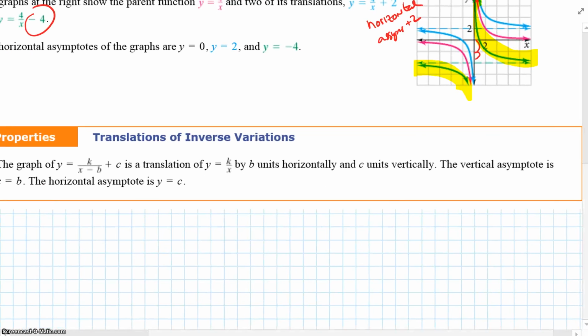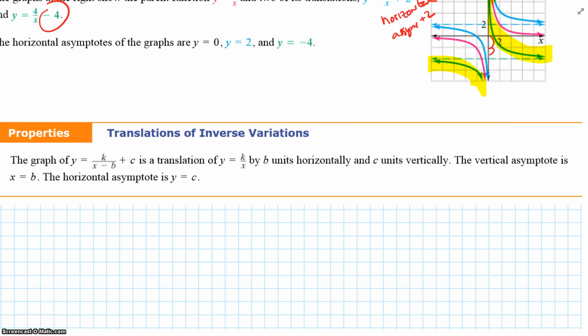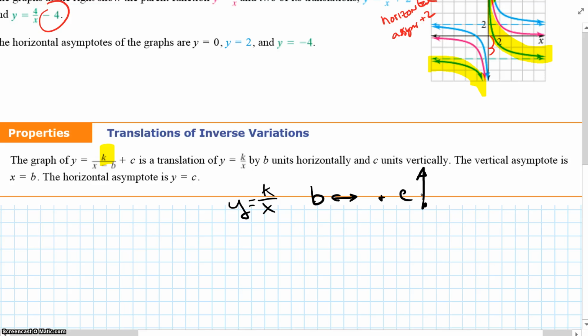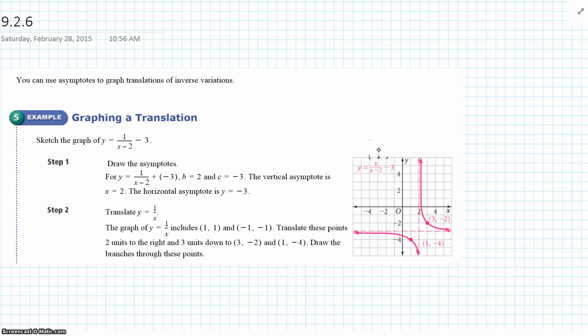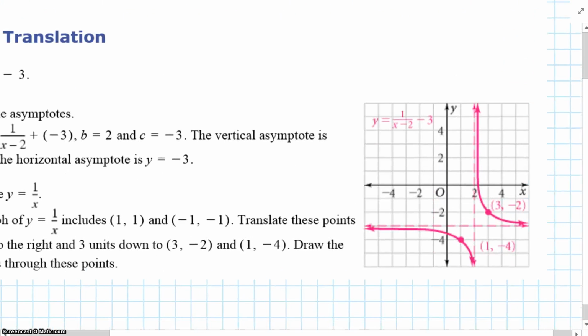So let's talk about the translations of inverse functions. The graph of y equals k over x minus b, plus c, where k is our constant of inverse variation, is a translation of the parent function of y equals k over x, b units horizontally, and c units in this case vertically. The vertical asymptote is x equals b and the horizontal asymptote is y equals c. Okay? So let's look at the graph translation, see if this makes sense.